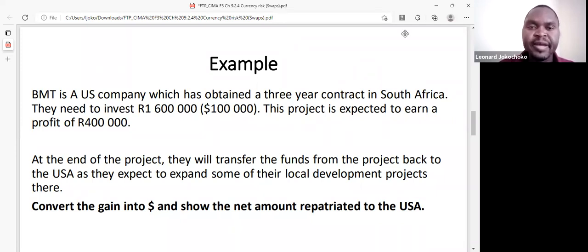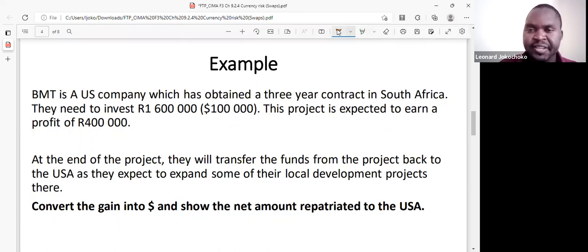BMT is a US company which has obtained a 3-year contract in South Africa. They need to invest 1,600,000 rand, which is equivalent to $100,000 for that date. This project is expected to earn a profit of 400,000 rand. At the end of the project, they will transfer the funds from the project back to the United States as they expect to expand some of their US development projects. Convert the gain into dollars and show the net amount repatriated to the United States.